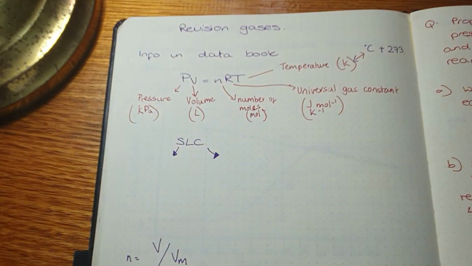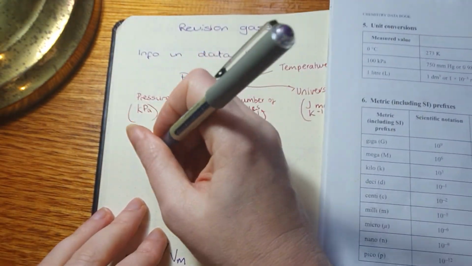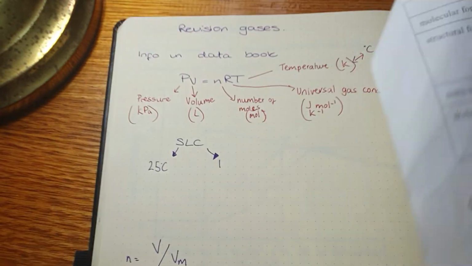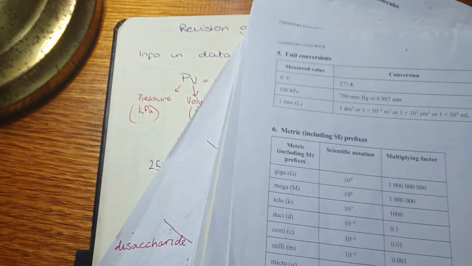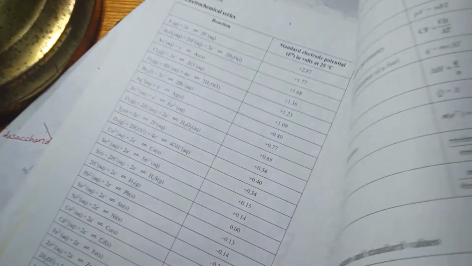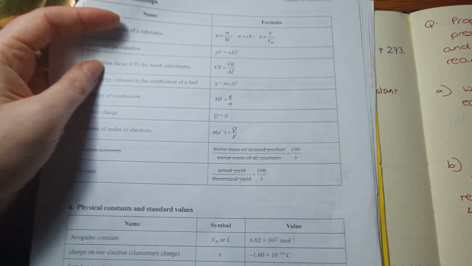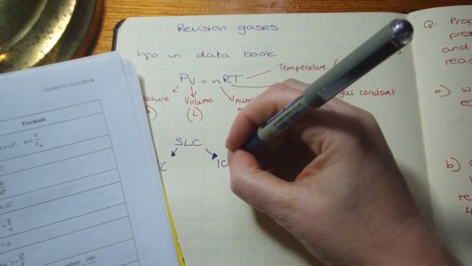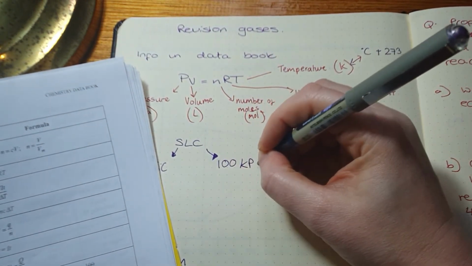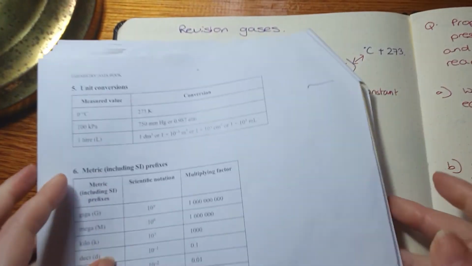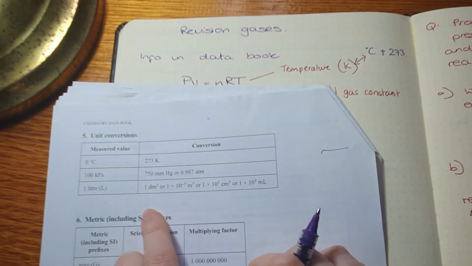So what we need to think about, though, is the different units they're going to give you. SLC is 25 degrees centigrade and 100 kPa. They might give it to you as kPa, or to be tricksy, who knows what they're going to do.